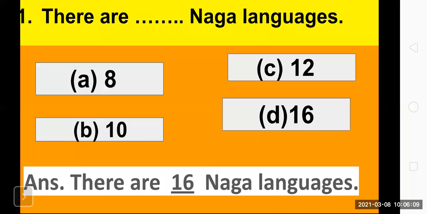Okay, now see how we will do it. There are dash Naga languages. The options are 8, 10, 12 or 16. For this question, students, we have to learn all the small things from the book, because the options are always confusing. So we have to learn all these things. There are 16 Naga languages. This is the correct answer.